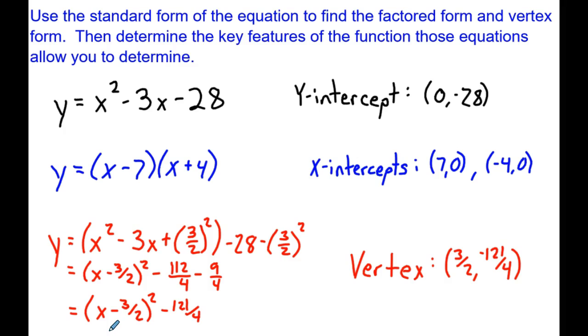I can quickly identify the vertex of the graph that occurs at 3/2, negative 121 over 4. And that is going to be a minimum value again because our a value out in front is positive. So in standard form, identify the y-intercept, factored form, identify the x-intercepts, and vertex form, identify the vertex.